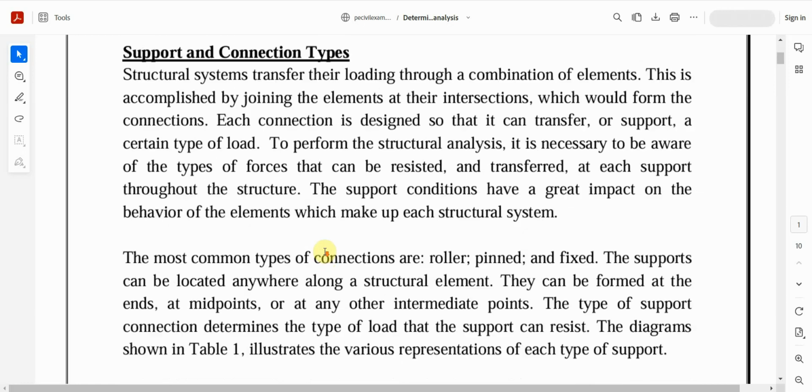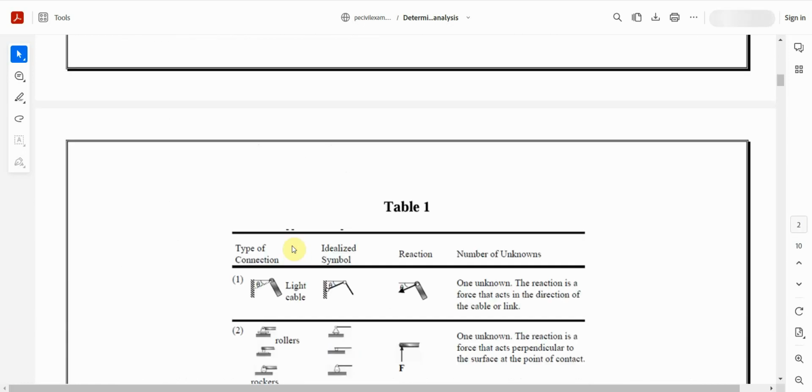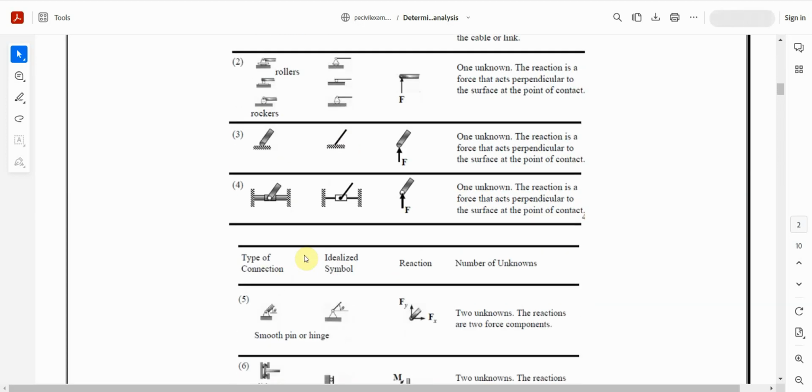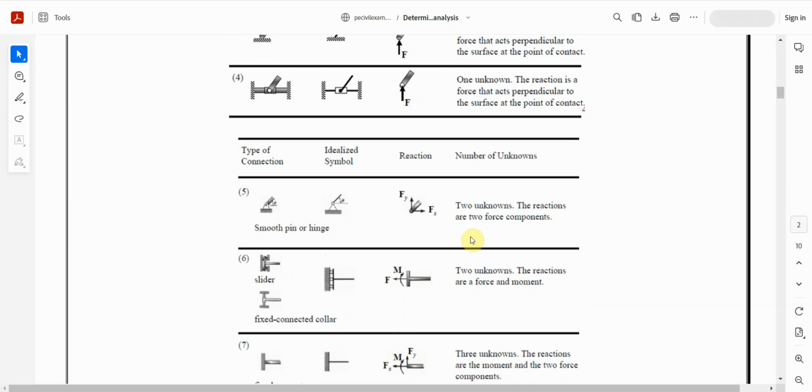Now, let us look at all these members and their support conditions. As I explained earlier, we must know the expected reactions at each support. For instance, if we are considering a cable, we should know that we are expecting only one unknown, that is, only one reaction in that particular cable. And if it is a roller, it is only one unknown. And if it is a hinge or pin, we have two unknowns.